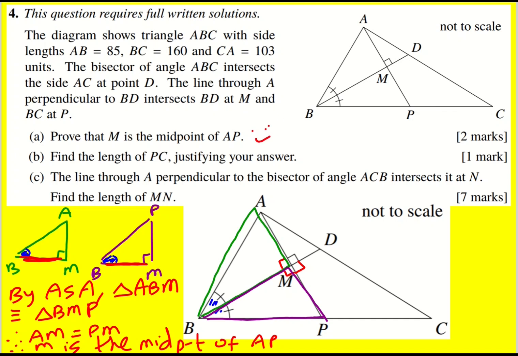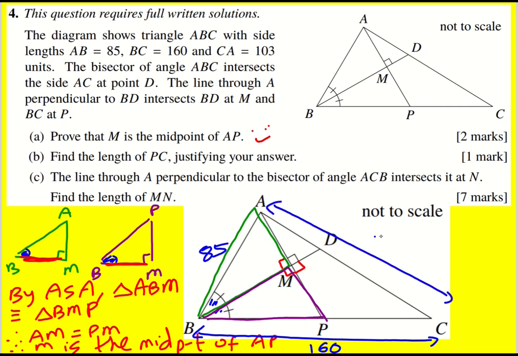Find the length of PC, justifying your answer. Okay, I'm now going to add on some of the side lengths. We know that AB is 85. We know that BC is 160. And we know that CA is 103.